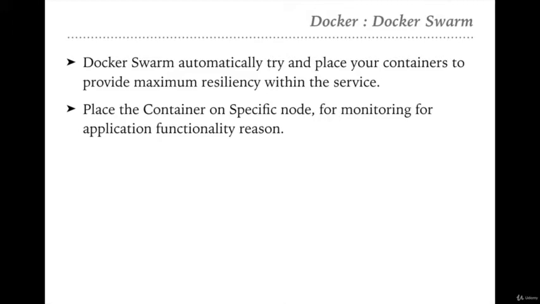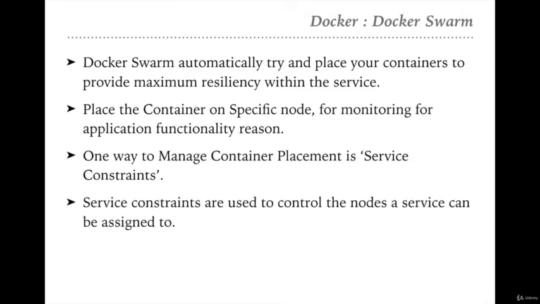Today we are going to resolve that issue with different approaches. The first approach is the service constraint. We will see how service constraints help us fix the container placement on a specific node. Service constraints are basically used to control the nodes a service can be assigned to. At the time of service creation or service update, you can define the constraint, which will directly apply on that service and bind that service to the given node.